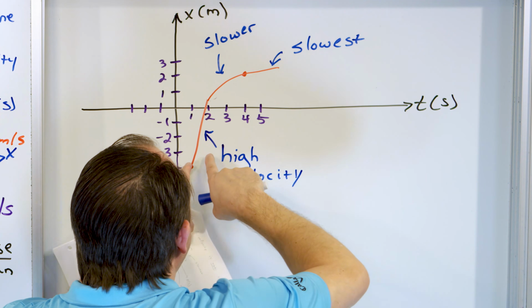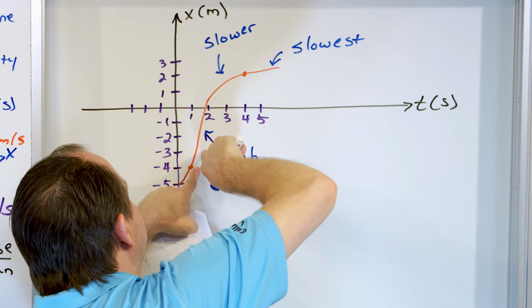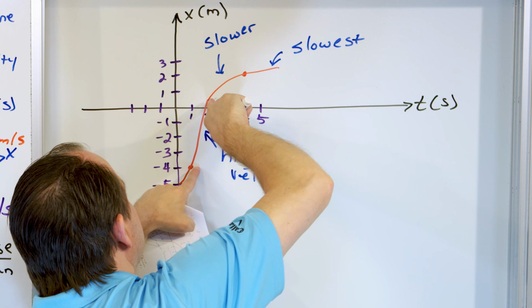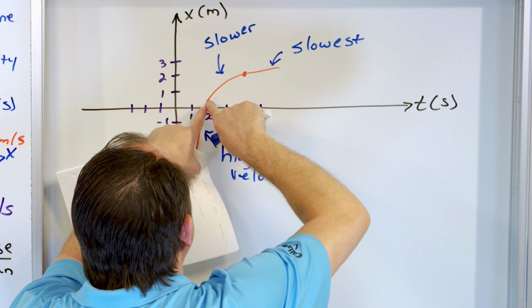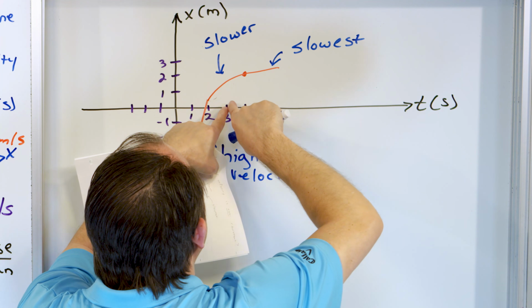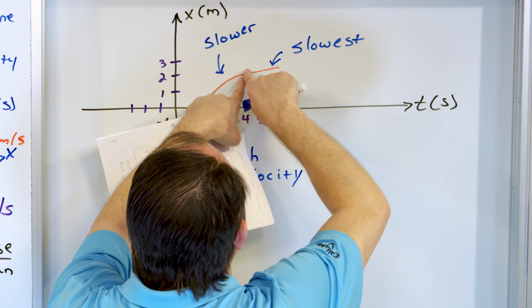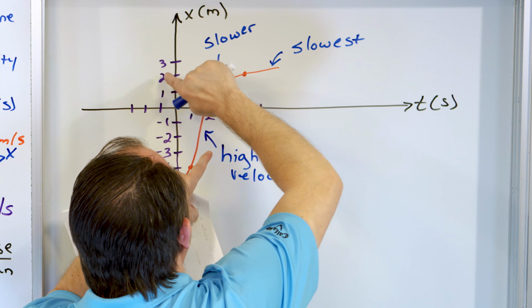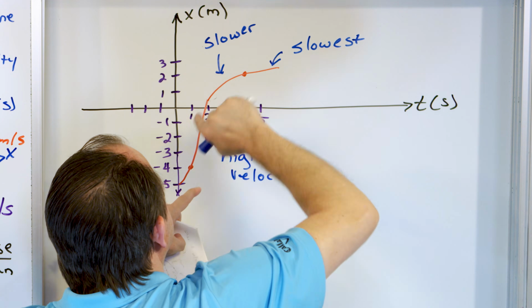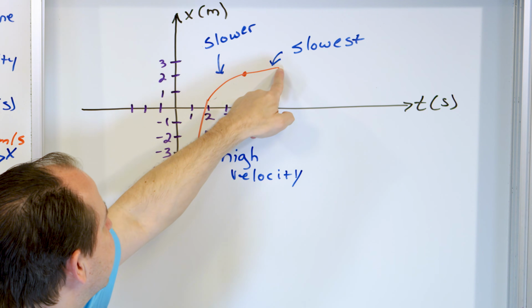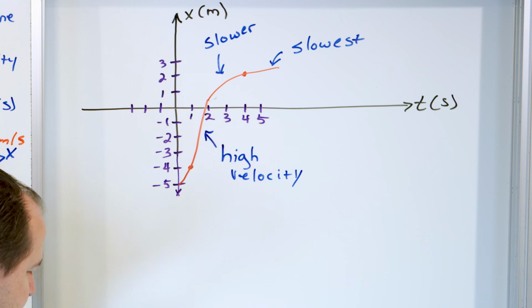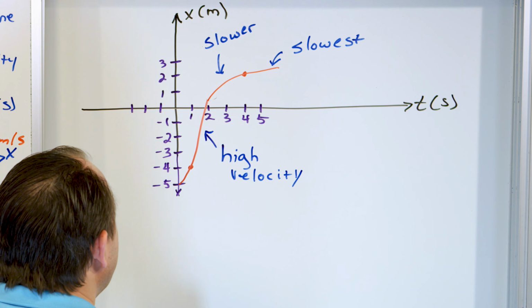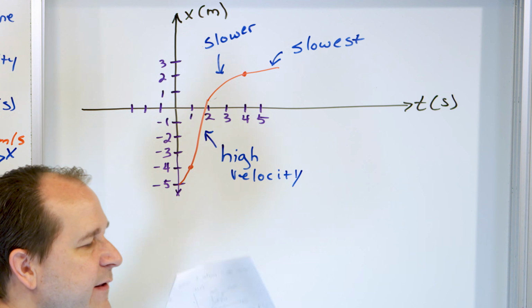So right here, in 1 second between here and here, you travel a great distance. That's very, very high velocity. But between 2 and 3 seconds, you travel not as far. And between maybe 4 and 5 seconds, you travel very, very little at all, because your distance is, of course, the vertical aspect of it right here. So that's why this is the slowest: in 1 second, you're not traveling as far as you are down here.